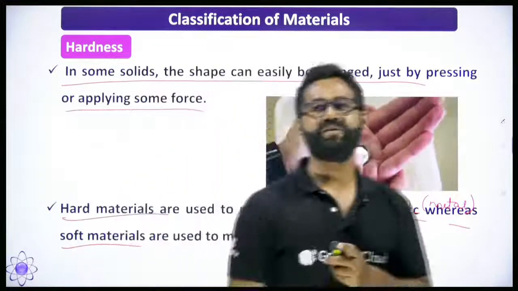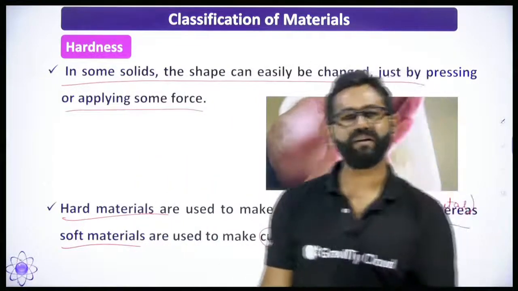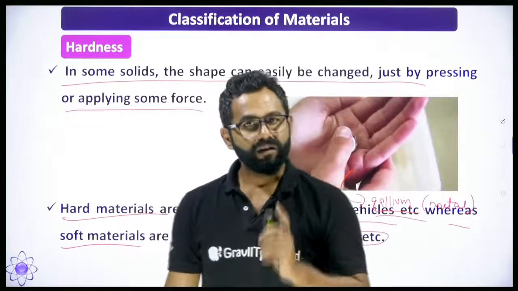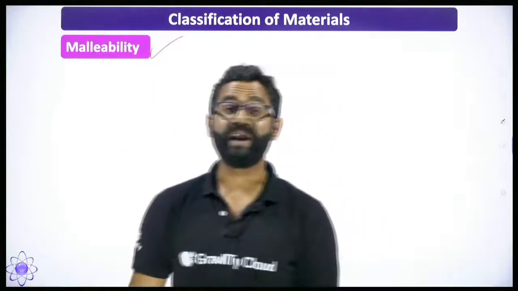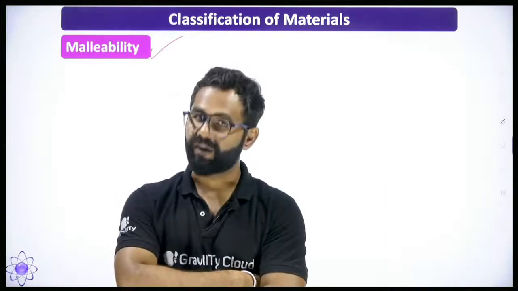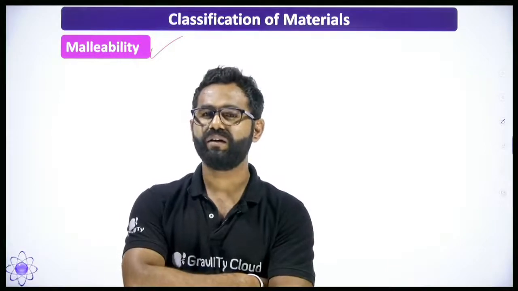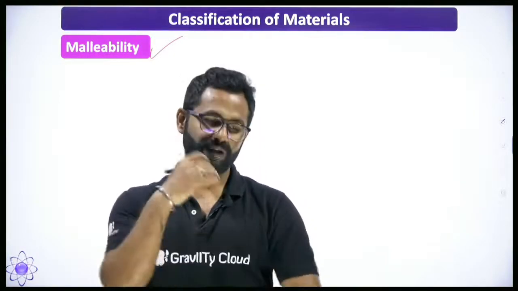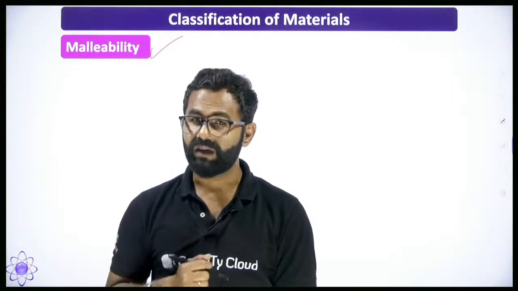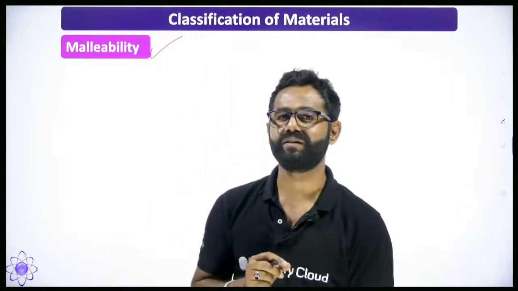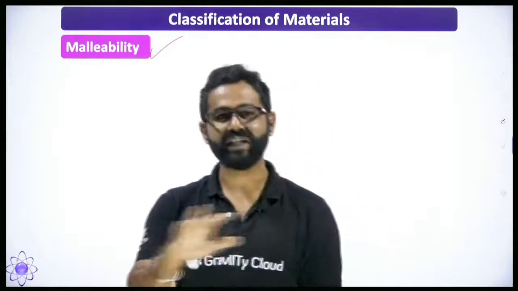How materials can be classified into hard materials and soft materials. Next property which we need to understand regarding the materials is malleability. Now, what is malleability? Have you ever seen the aluminium foil at home? Aluminium foil is very thin in nature, very thin. And it's a sheet.